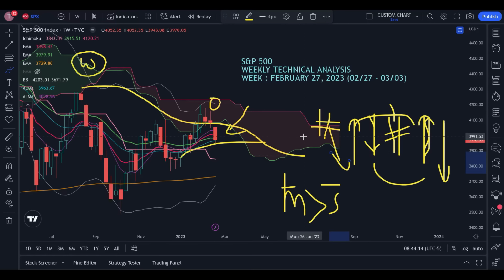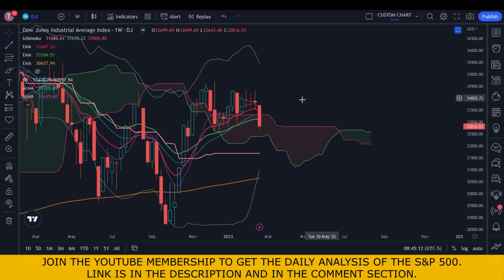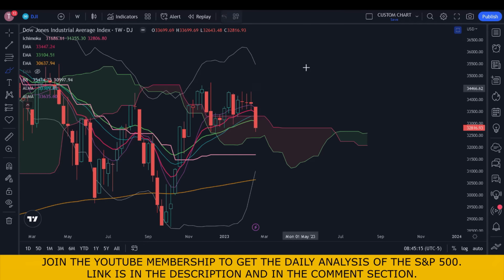Now let me tell you the important thing that has happened in the Dow Jones, and that kind of important thing is something that can give us like 500 or 600 or 1,000, 2,000% profits through the options. So guys, here we go, and this is the chart of the Dow Jones.